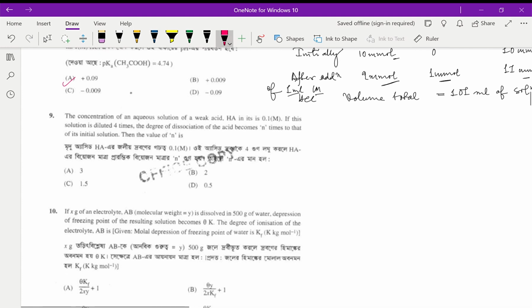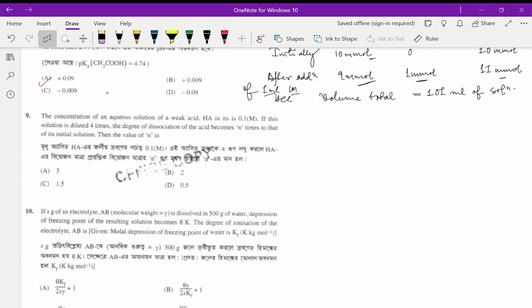Okay, next question. It says the concentration of an aqueous solution of an acid HA is 0.1 molar. If this solution is diluted by 4 times, the degree of dissociation of the acid becomes n times that of the initial solution. Then the value of n is what? We have to find that out.